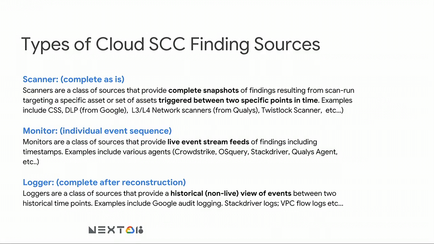And the third type of source that we integrate with are really loggers. So that's the canonical log file ingestion, where that's a historical record of a series of events that get ingested and processed. So if you as a customer or you as a partner have one or more of these types, these are types that we can integrate in and have their results joined together with the rest of the findings in Cloud Security Command Center.